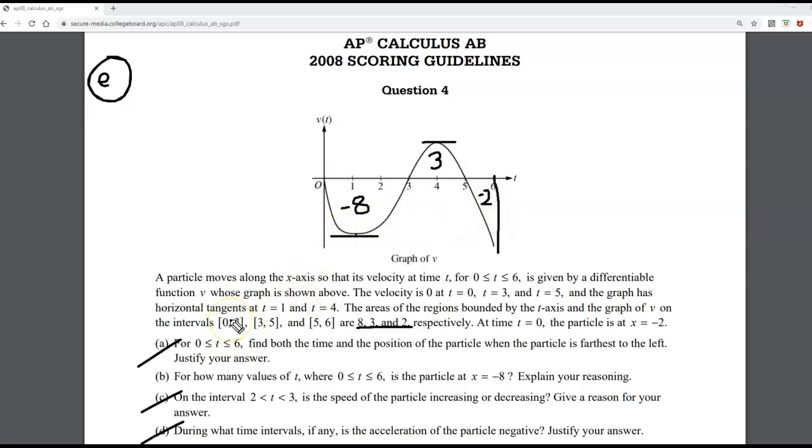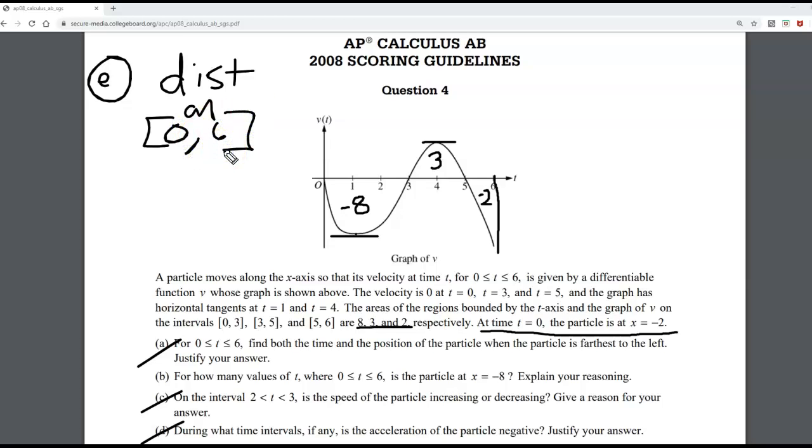Now, let me go ahead and throw a question at you. Oh, one more thing. The starting position is negative 2. So what if I were to ask you guys, what is the distance traveled on the interval from 0 to 6? Okay, well, don't let the newness of this problem throw you. We already know how to set up distance, right? It's from 0 to 6, and it's the absolute value of the velocity.